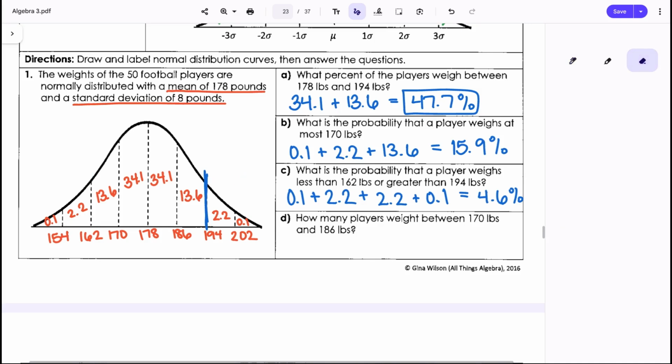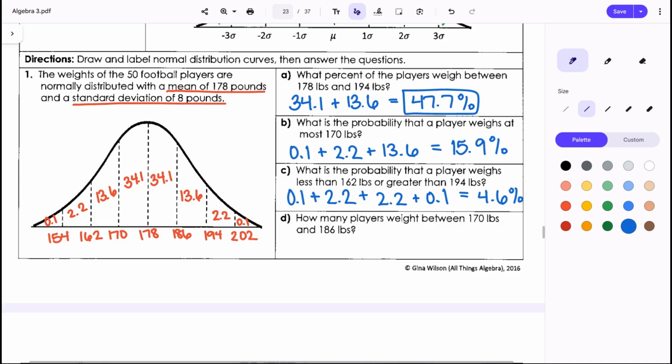Okay, letter D. Like I said, this one's slightly different because it's not asking about a probability. It's asking about how many players weigh. So I don't want a percentage here. I want an actual number representing these people. So how many players weigh between 170 pounds and 186 pounds? So let's first go to our curve here. We're between 170 and 186. Okay, so what's my total percentage here? If I add those together, what's my percent? 68.2.